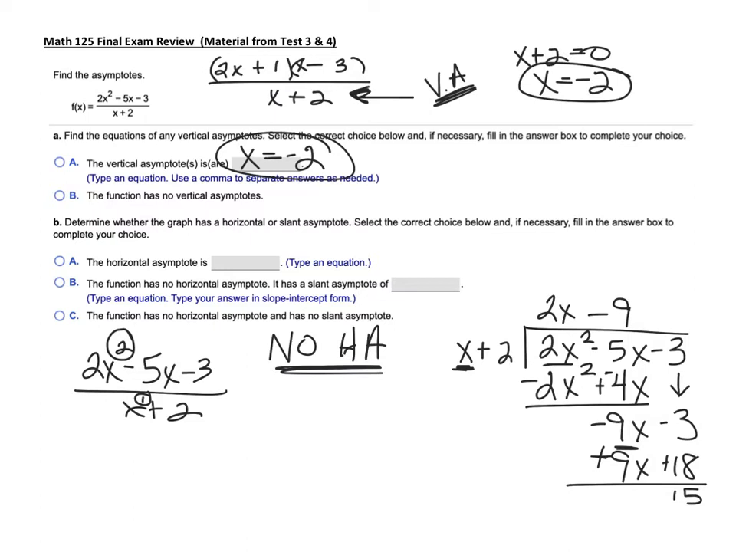Okay, so for slant asymptote, the remainder has nothing to do with it. Your slant asymptote is what the quotient is. So my answer would be B. There is no horizontal asymptote, but the slant asymptote is y equals 2x minus 9.